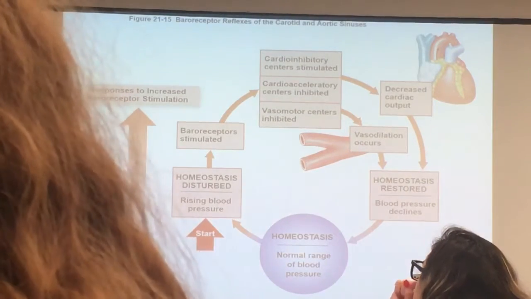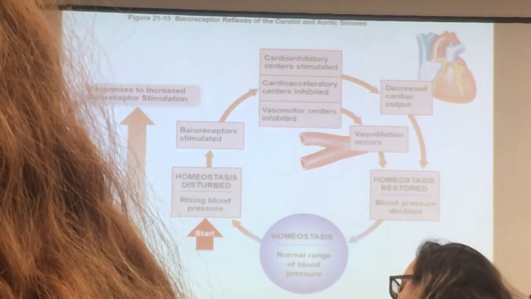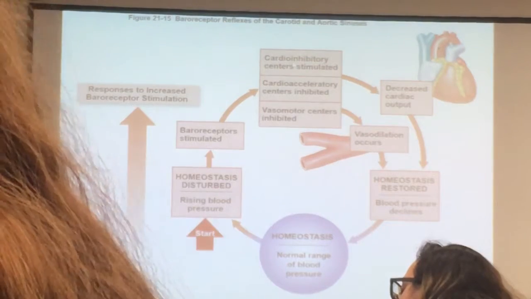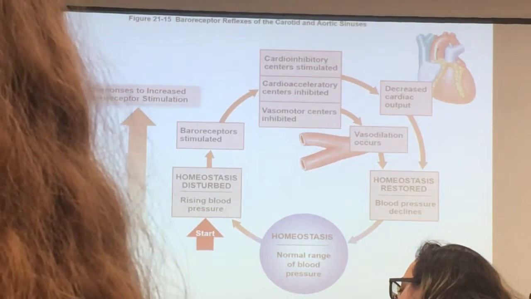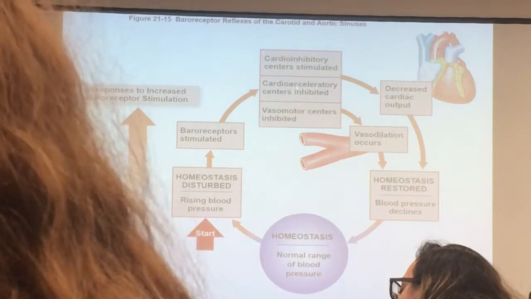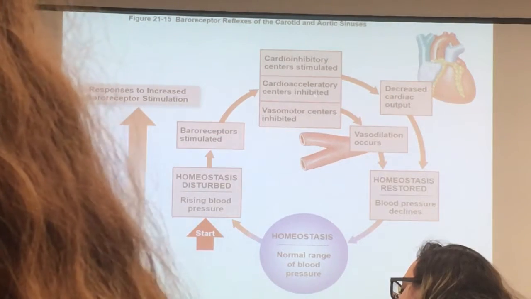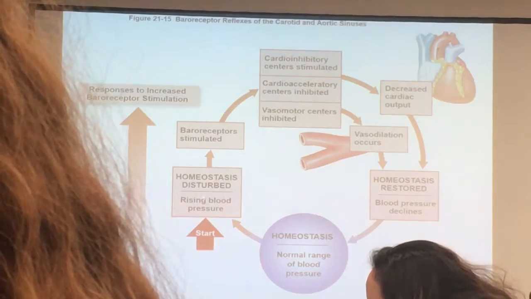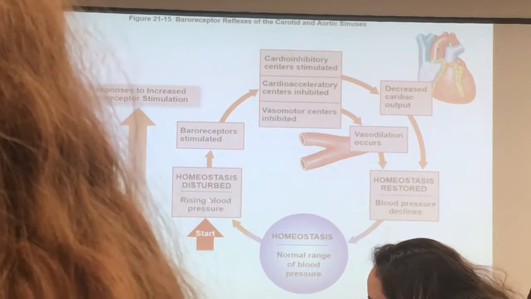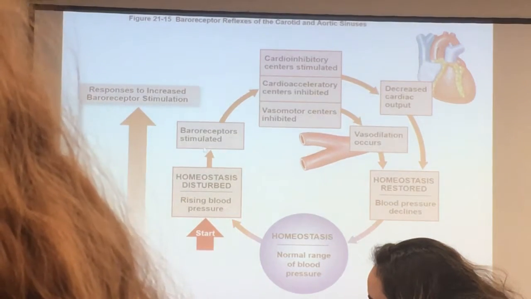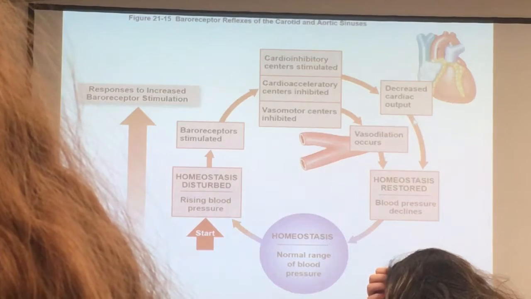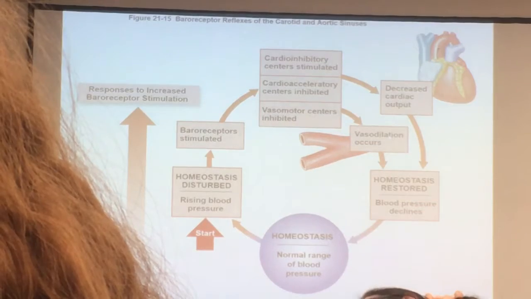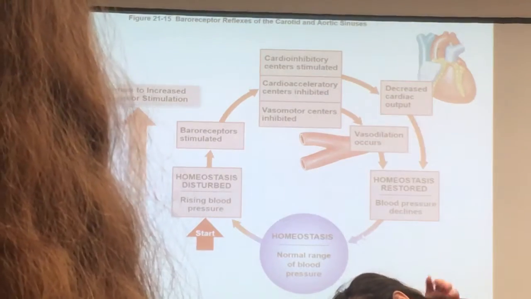And so here is a lot of chart. I will not worry too much about this cardio inhibitory center or cardio acceleratory center, you don't need to worry about it. Just know when we have this blood pressure increase, the response is to decrease cardiac output and vasodilation, and it causes the blood pressure to decrease.